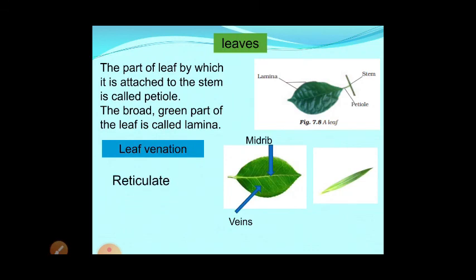Reticulate venation we can see in big plants like mango, peepal, jackfruit, rose plants, and tulsi. Parallel venation we can see in grass, coconut, and banana.